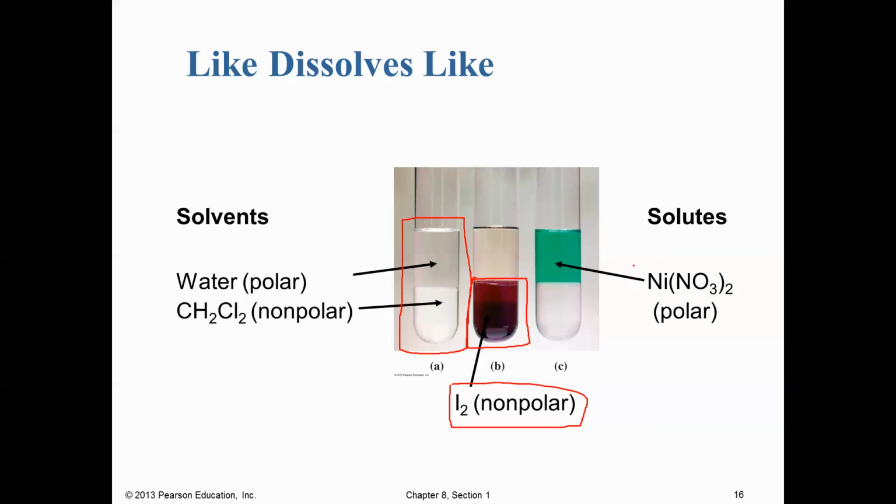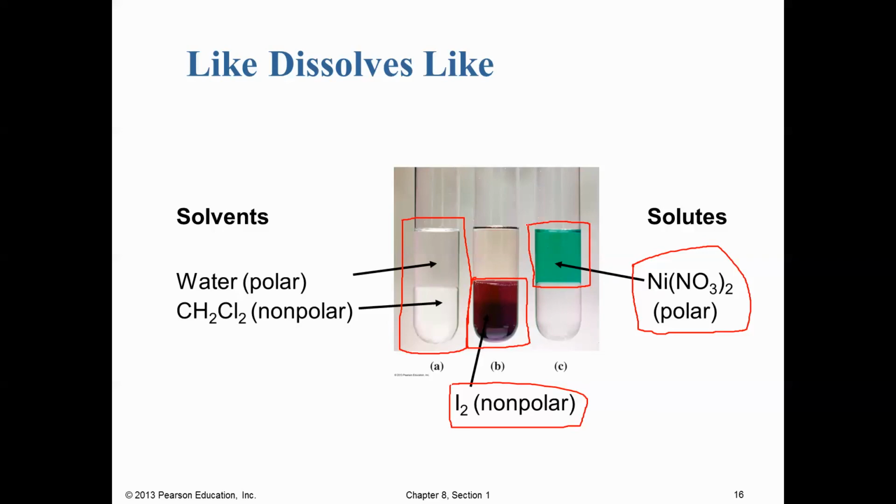And over here we have another example. We take our nickel nitrate, and this is ionic, so it's sort of the extreme of being polar, super duper polar. We mix that together, and it's going to dissolve into our water layer, and it's not going to dissolve into the nonpolar layer.